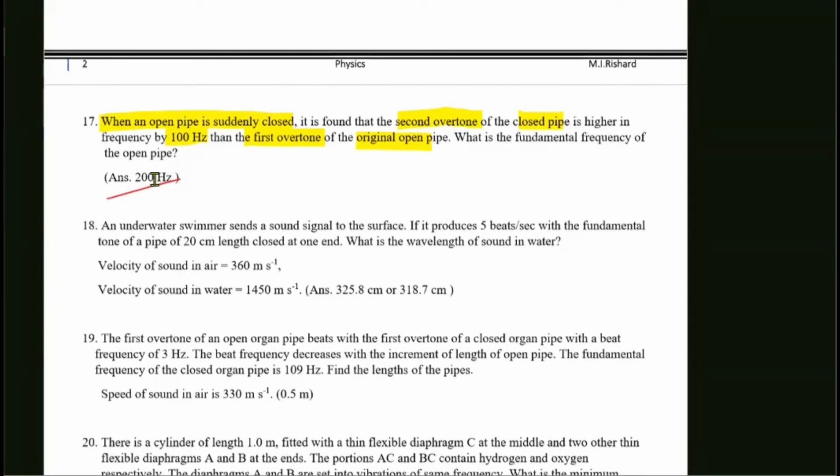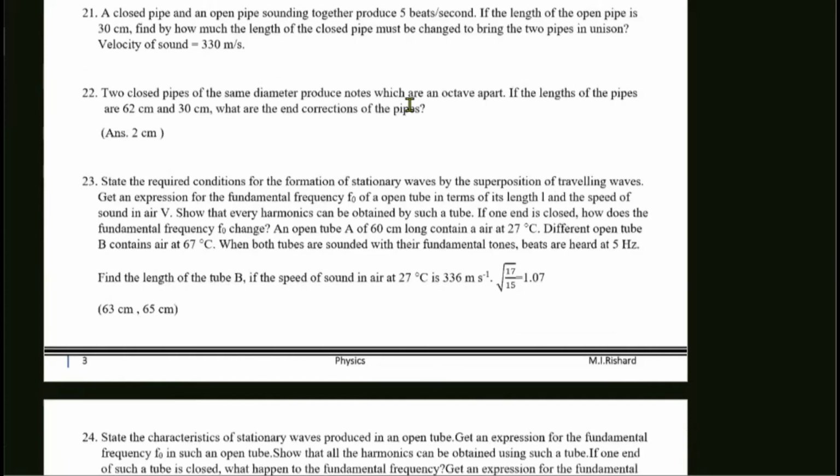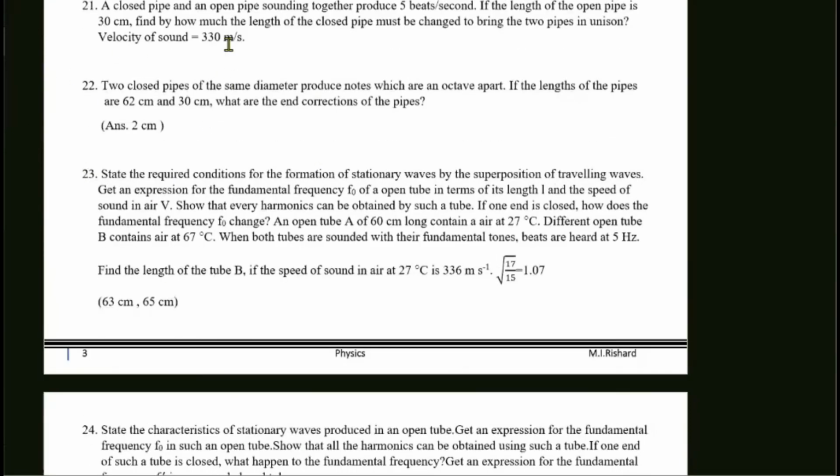Right. So the 18th, 19th, 20th, and 21st questions are going to be beat frequency questions. So I will skip them and move on to the 22nd problem. We'll say this is somewhat different actually.